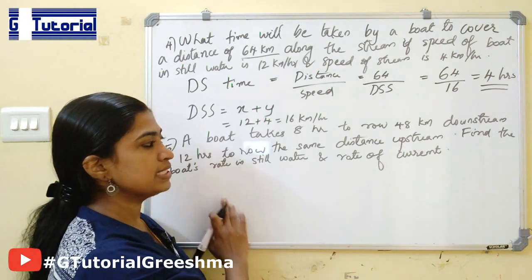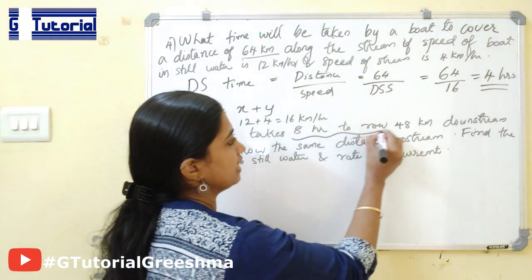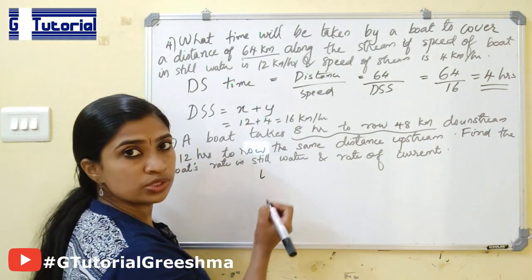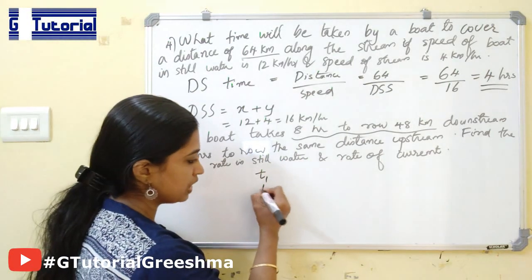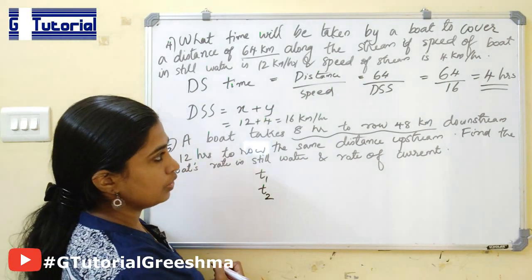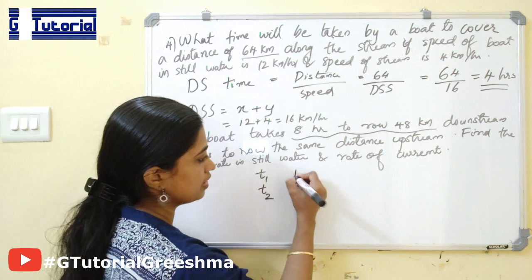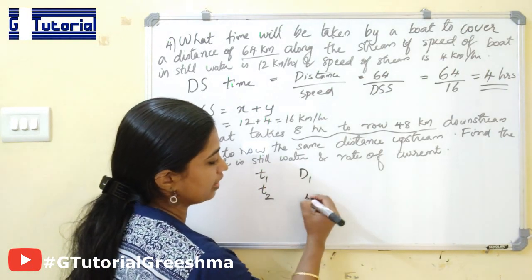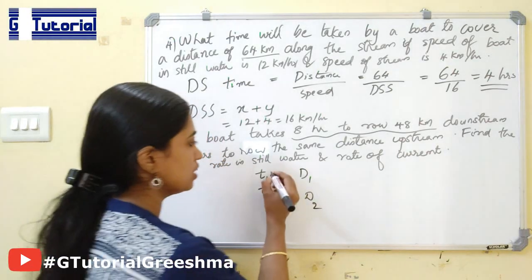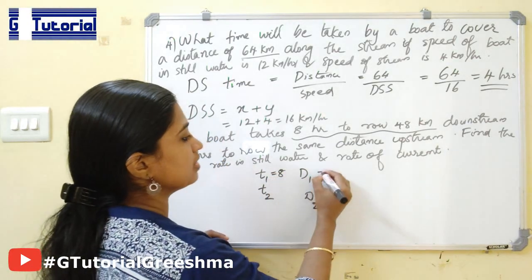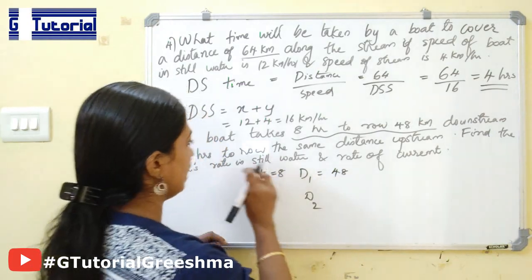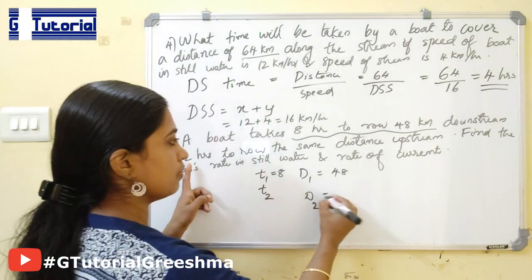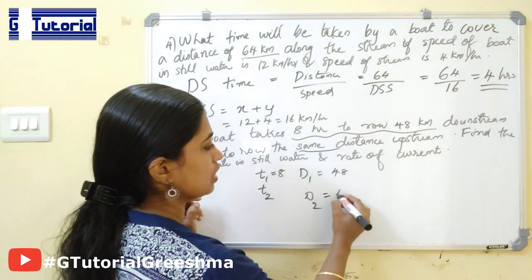So from the first data that is given, that is the time, let us denote the downstream time as T1 and the upstream time as T2, and the downstream distance is D1 and the upstream distance is D2. So T1 is given as 8 and distance is 48 km, and upstream distance is same. It is given that the distance is same, so it is also 48.